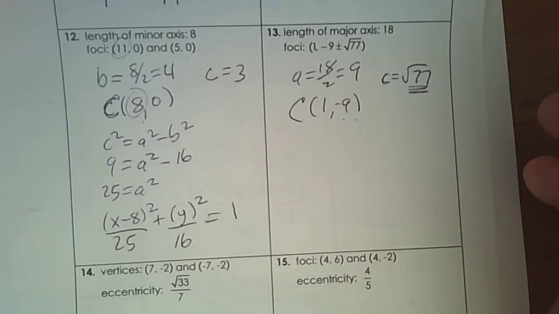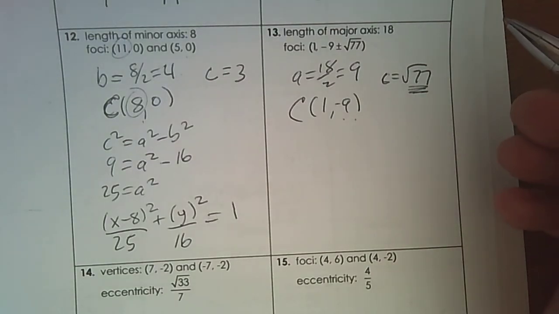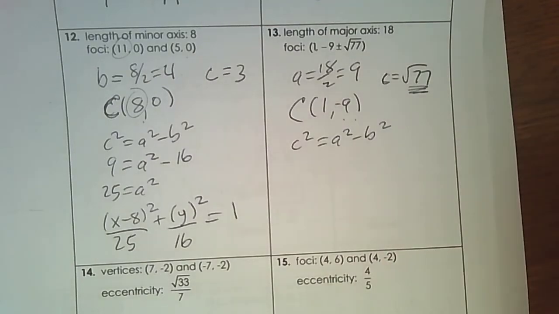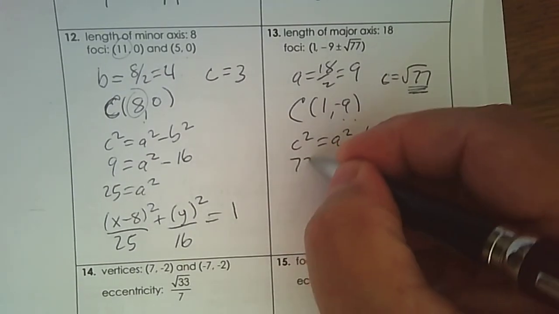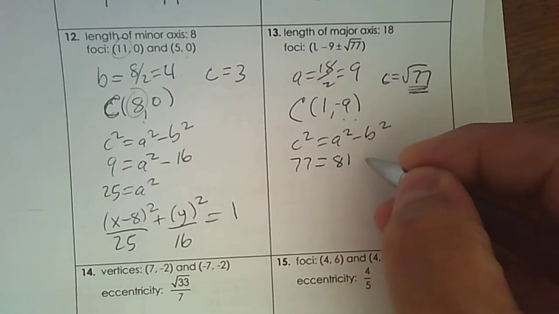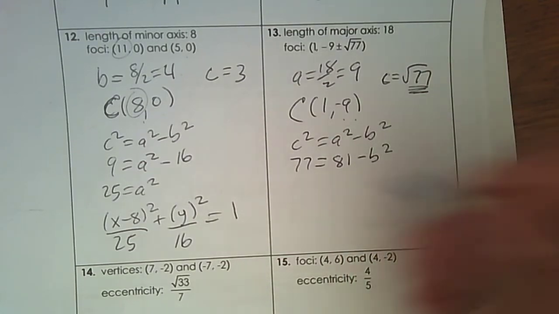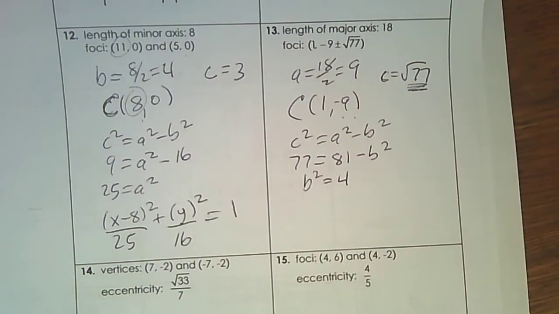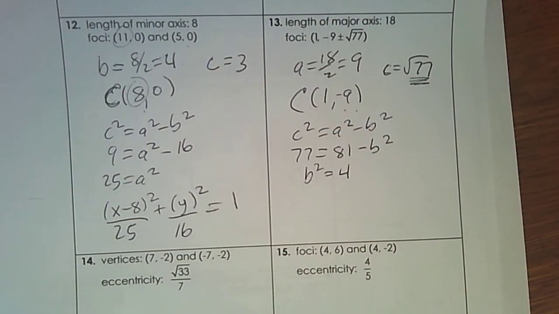So the only thing we don't know that we need to find is b squared. So we know that c squared is equal to a squared subtract b squared. If I square this, that's 77. A, if I square it, it's 81. And I'm looking for b squared. So I'm going to add b squared. I'm going to subtract 77. So I know that b squared is equal to 4.